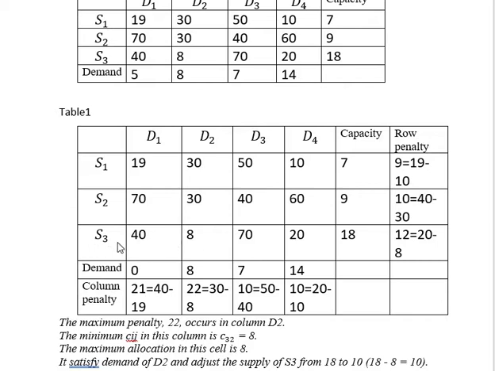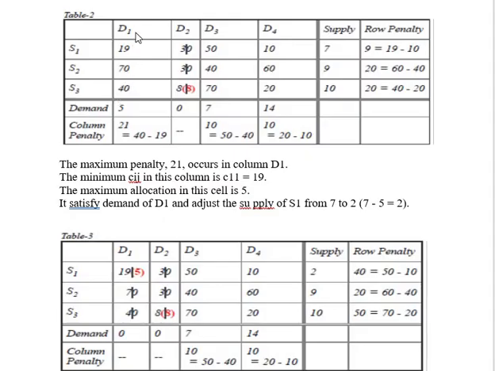Correspondingly, the rim values become 10, and the rim value of D2 becomes 0. That means the maximum allocation in the cell S3D2 is 8. It satisfies the demand of D2 and adjusts the supply of S3 from 18 to 10. So this is our table 2. We can strike out the column corresponding to D2. Then again calculate row penalties and column penalties with the remaining rows and columns.